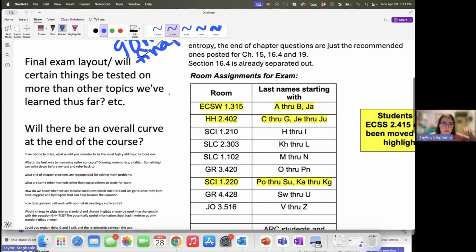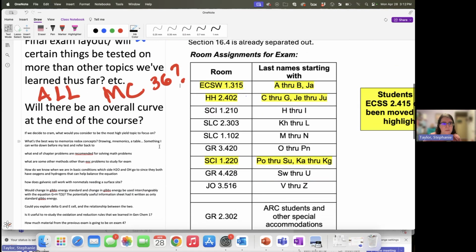Final exam layout. The one thing I will tell you, because this is true, is the final is all multiple choice. There's no short answer on the final. So y'all don't have to worry about short answer on the final. We don't have to worry about grading it on the final. None of that. So the final exam is all multiple choice. That's all you have to worry about for the final. I think it's 36 questions. I'm going to put a little question mark by that, but I think it's 36 questions for the final exam.